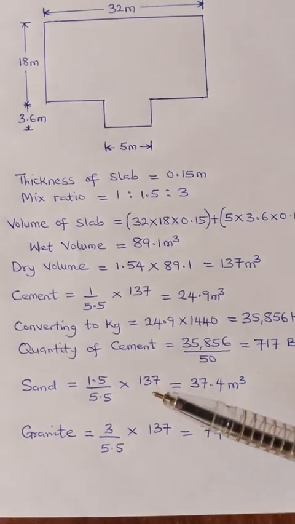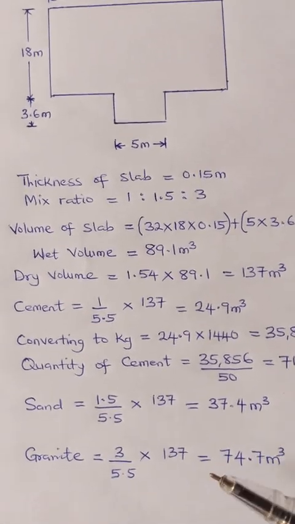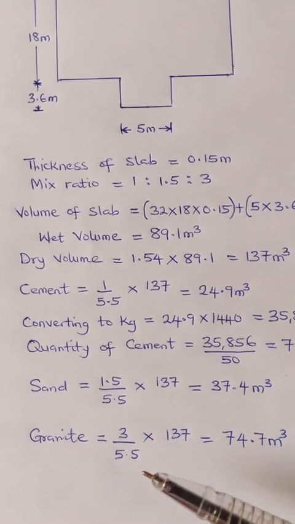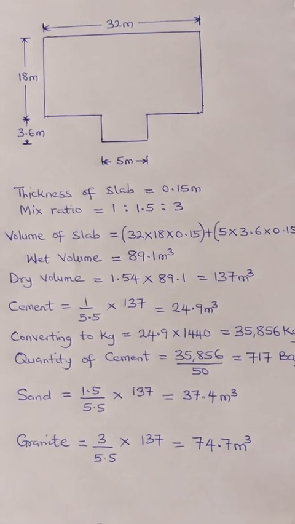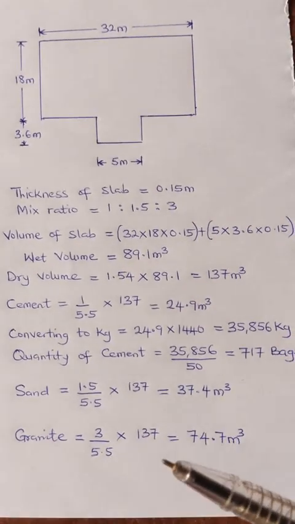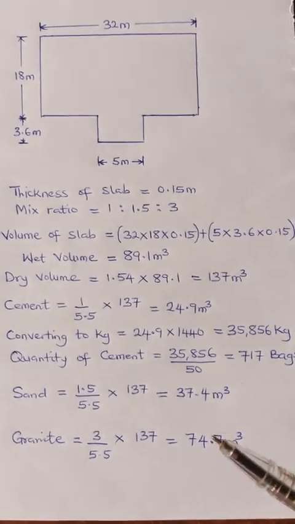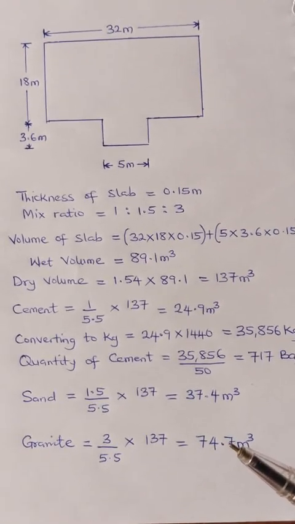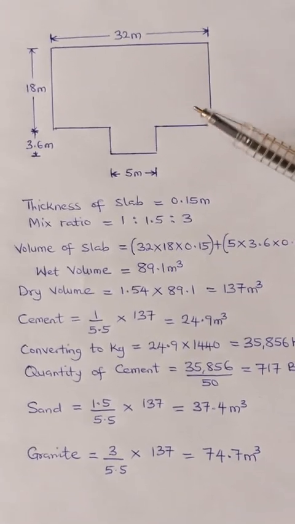Basically, if you want to take this to kg, you just multiply by the density of the sand and that of the granite. You have it in kg depending on your mode of batching. If it's by weight, you take it to kg. If it's by volume, it remains in volume. That is volumetric batching. All right, so this is how we are expected to calculate the quantity of materials for this size of slab.